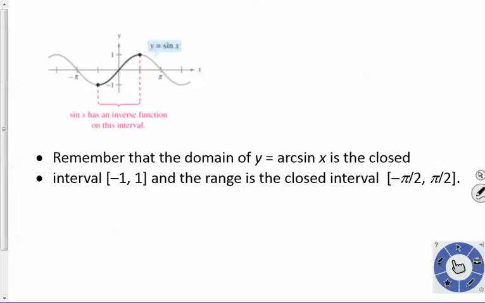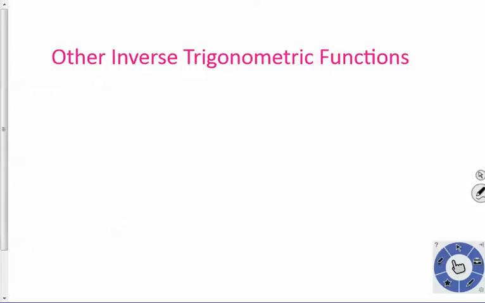Remember, the domain of the arc sine is closed, so it's basically from -1 to 1, and the range is from negative pi over 2 to pi over 2. Those are the highest and lowest values you're going to get. You can't go over 1, and you can't go smaller than -1.